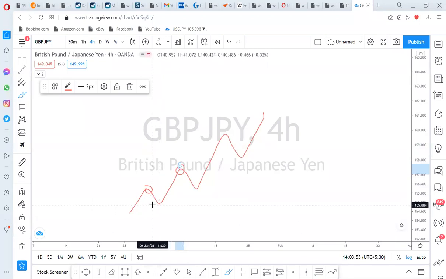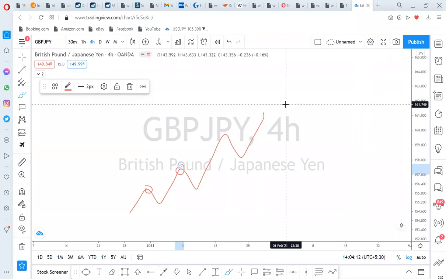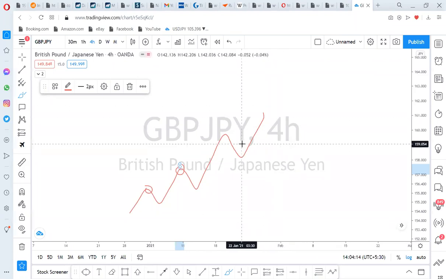So, your duty as a trader is to first identify the flow of the market. After identifying the flow of the market, then you scale in to the lower time frame and take advantage of your entry strategy.